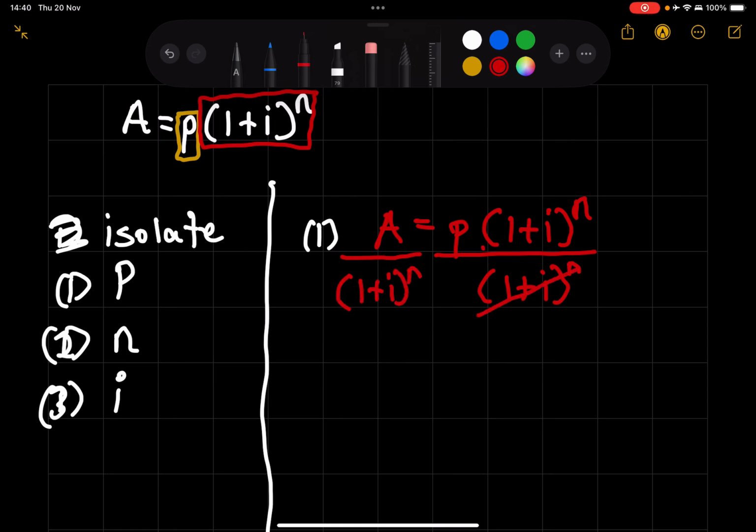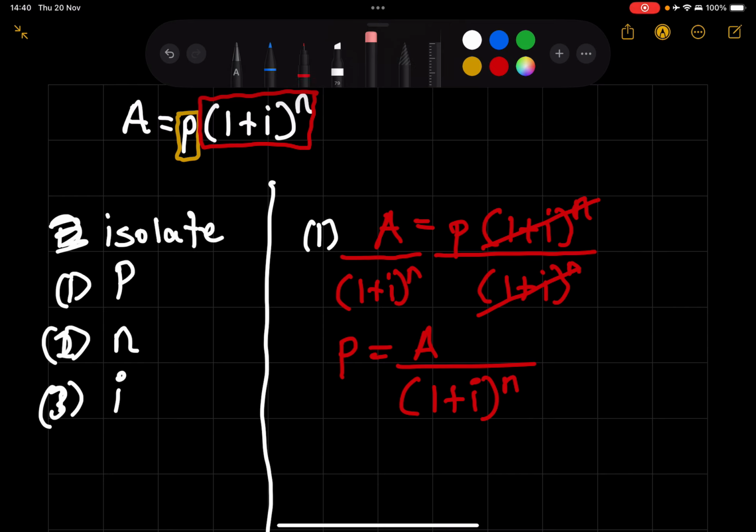And on this side, they cancel each other. And we can see that we're left with P equals A over (1 plus i)^n. And P is now finally isolated. On the second question, we want to isolate n.